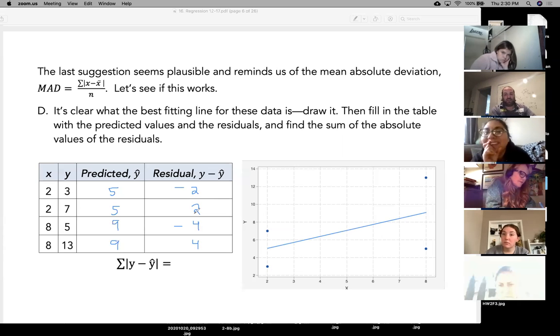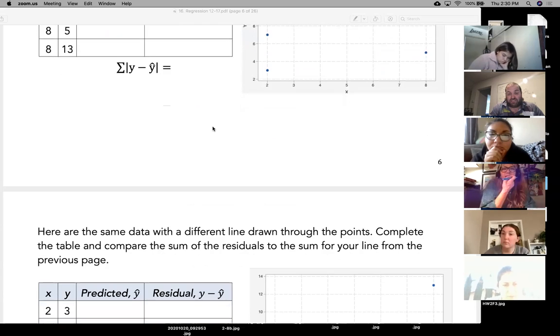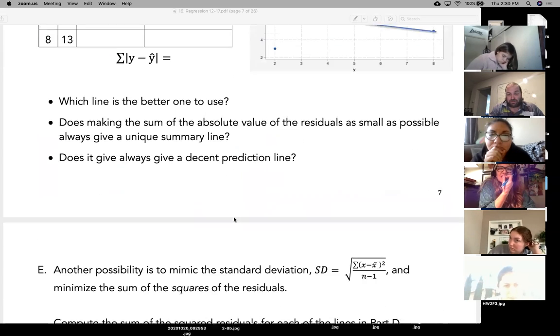12. I get 12. So once again, we have a situation of another line that gives us the same value. So once again, we see that this is not working. And here's another example. This is one of the ones that we did that again gives us 12.